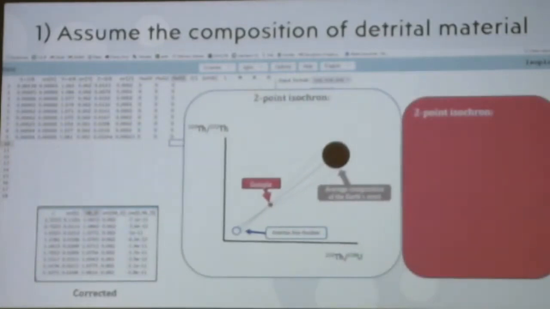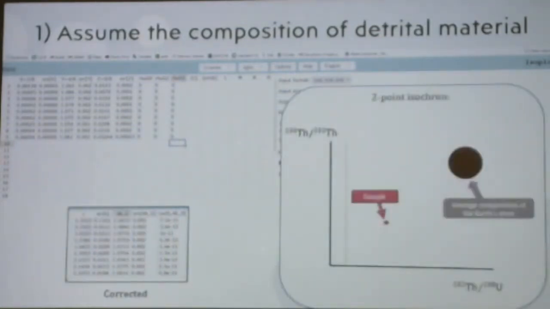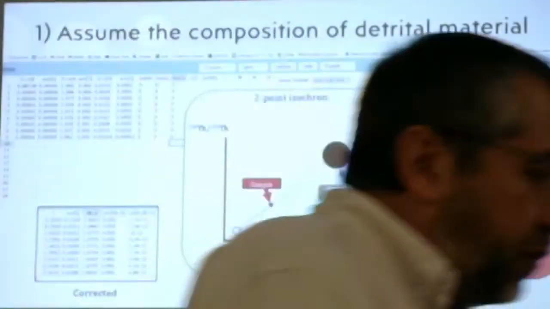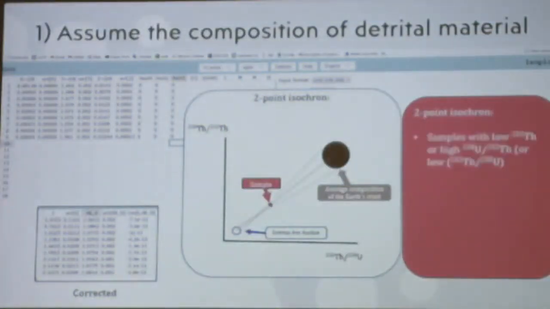So this is what is called a two-point isochron. Because we have one point, two points, and boom, we have a detrital correction. So this is really a two-point isochron. This is the simplest way to correct our ages. And it works really nicely with samples with low thorium-232, or very large 230-to-232 ratio, or very low 232-to-238 ratio. Probably 95% of the records that you'll see published use this approach. Probably even more. Some records probably shouldn't be corrected that way, but anyway, it basically works like a charm. It's a really, really nice correction.